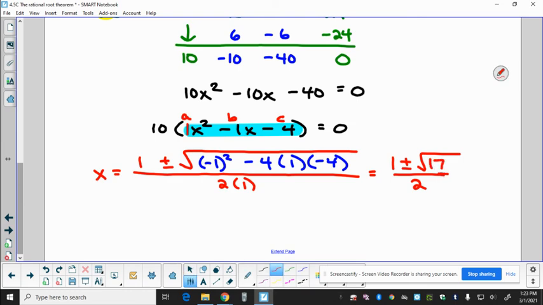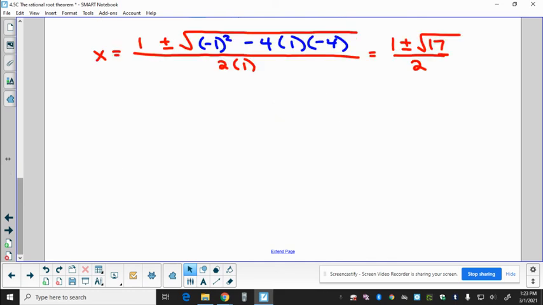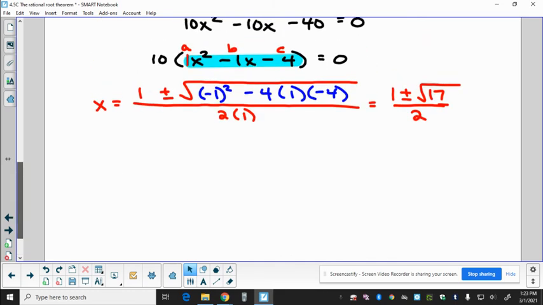And here's the deal, everybody. That cannot be reduced anymore. That's your other two solutions. So those did not come from the list. The radical 17, if you change it into a decimal, is not a repeating decimal and it does not terminate. Those are irrational numbers.